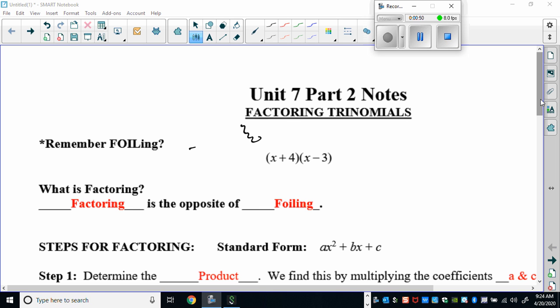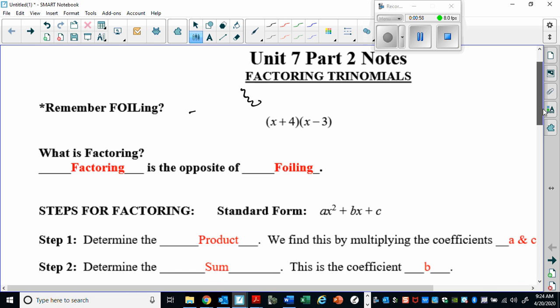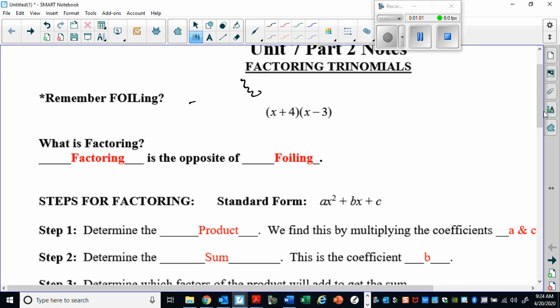First thing we're going to do is Unit 7, Part 2, factoring trinomials. So what is factoring? Factoring is the opposite of foiling.